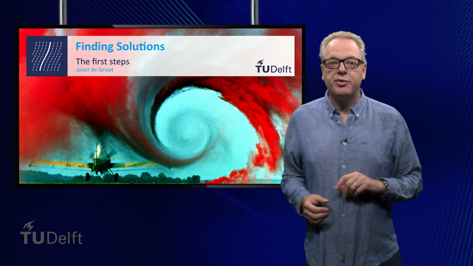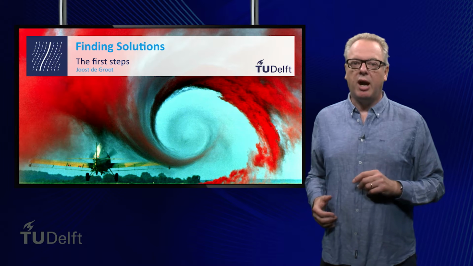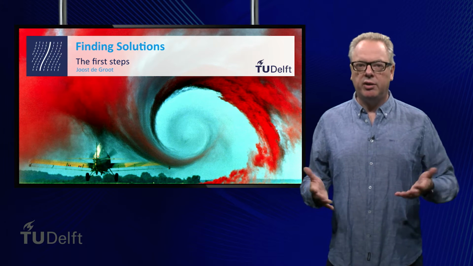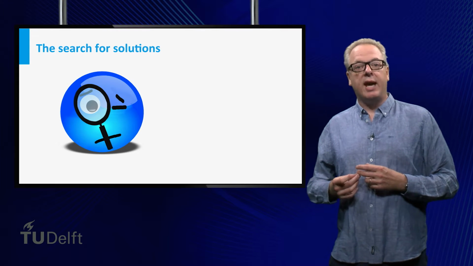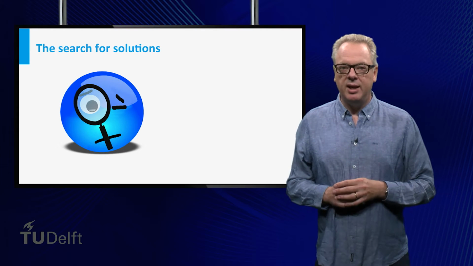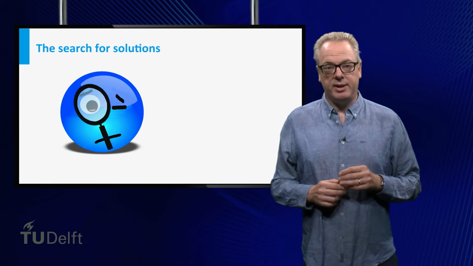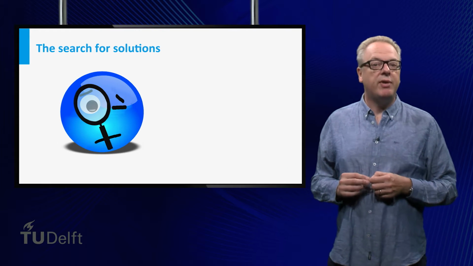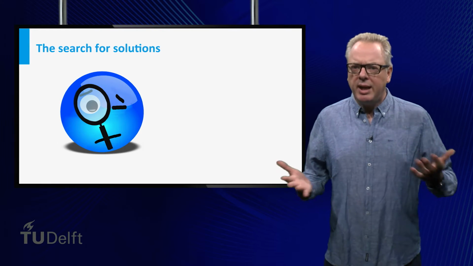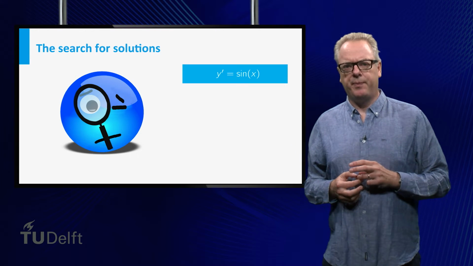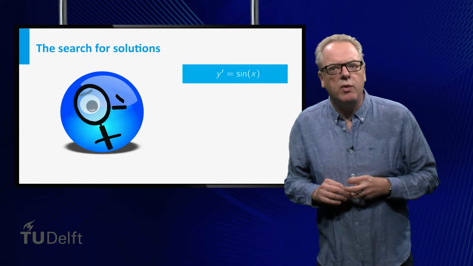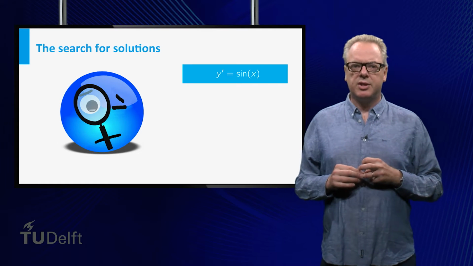Many methods of solving differential equations are based on clever trial and error. This means that you guess a solution in a clever way and check whether it is indeed a solution of the differential equation. Let me show you how to find a solution by trial and error of the differential equation y prime equals the sine of x.